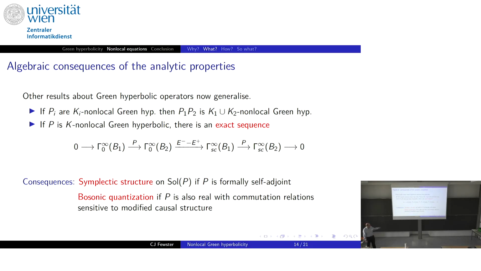And you can also make a bosonic quantization of the model if this operator is also real. And the commutation relations are determined by this difference of Green operators. Normally that gives you commutation at space-like separation, because the support of the Green operator is within the usual causal future. What happens now is that the support of the Green operator acting on something is in this modified causal future, modified causal path. So now we have commutation not necessarily at space-like separation. You need to be sometimes a little bit further separated than space-like separated. So the commutation relations sense this modified causal structure, U to K.